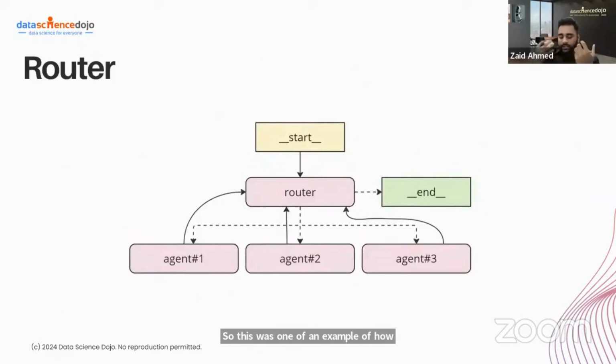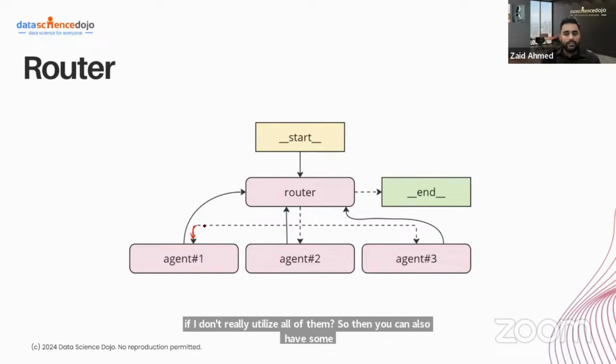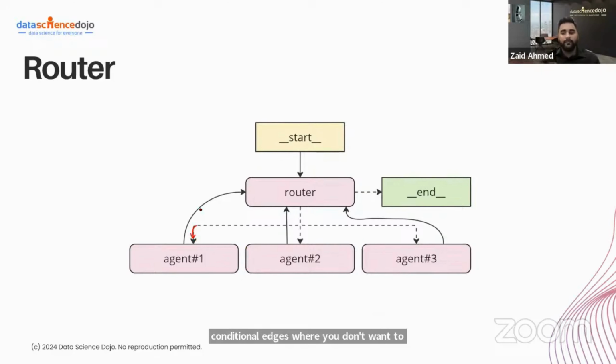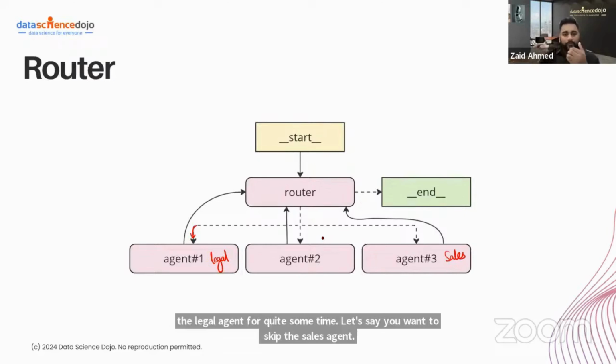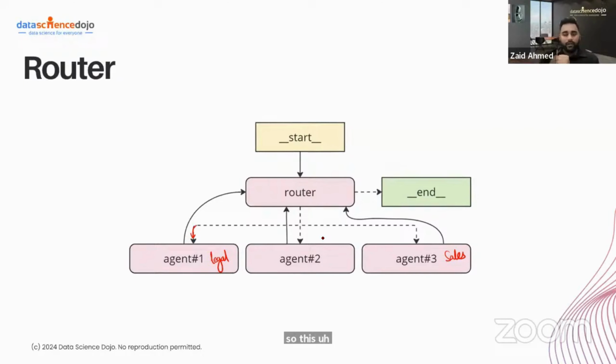Now, you must be wondering: what if I want to skip some of these agents? What if I don't really utilize all of them? Then you can also have some conditional edges, where you don't want to incorporate all of them in your working environment. Let's say you want to skip the legal agent for quite some time, or skip the sales agent. This back and forth of agent conversation is what we call multi-agent workflows.